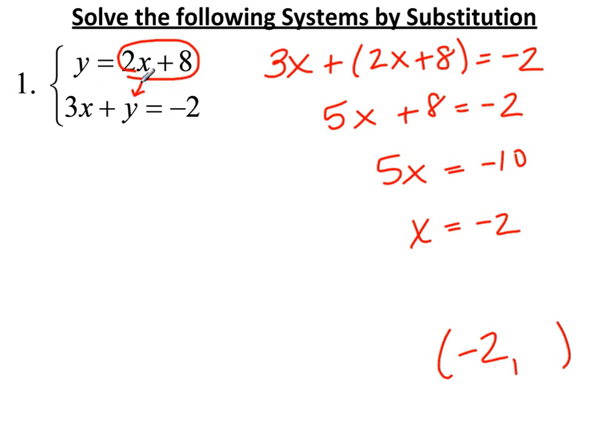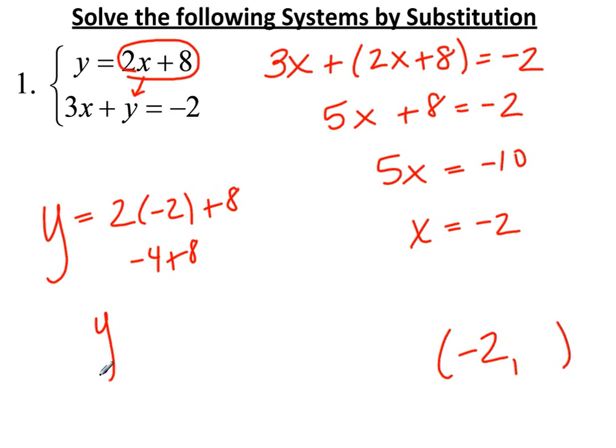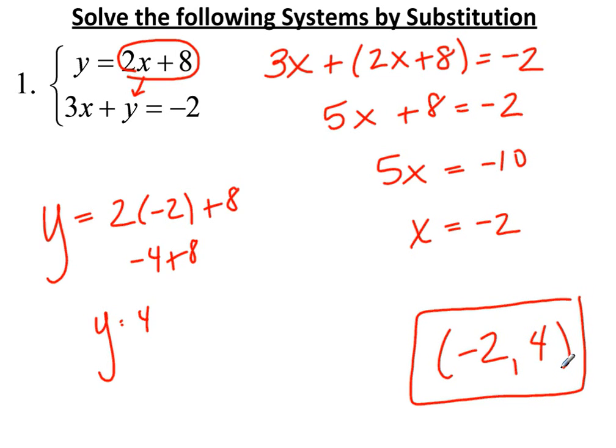The best place to substitute it in is my first equation, because y is already isolated. So 2 times negative 2 plus 8, negative 4 plus 8, gives me a value of y equal to 4. And this would be a nice solution. Now, you should double check. If it's a solution for a system, if you remember, it should make both statements true by substituting in.